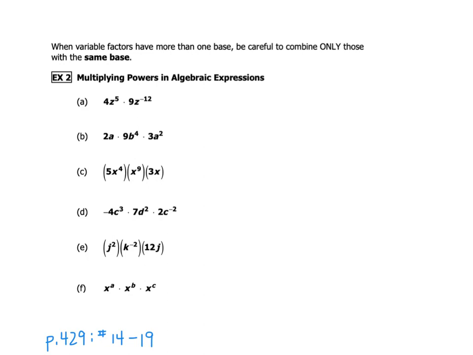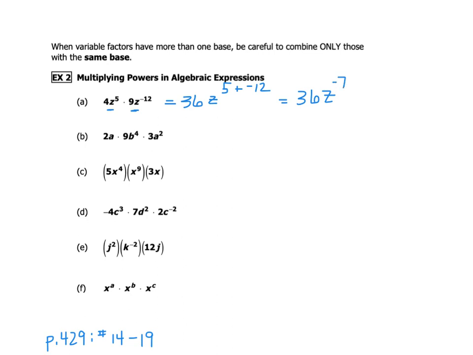First thing, we have some coefficients, a 4 and a 9. You can go ahead and multiply those. So I'm going to get 36, and my base is the same. I have z's, so z, and then I have 5 plus negative 12. And notice that's going to give me a negative 7. So this is going to give me an extra step. So I've got 36 z to the negative 7.